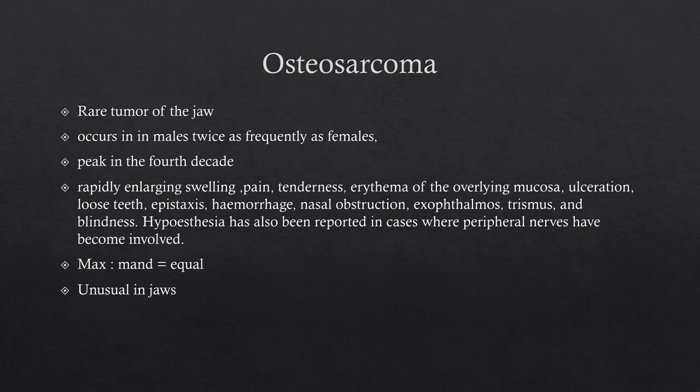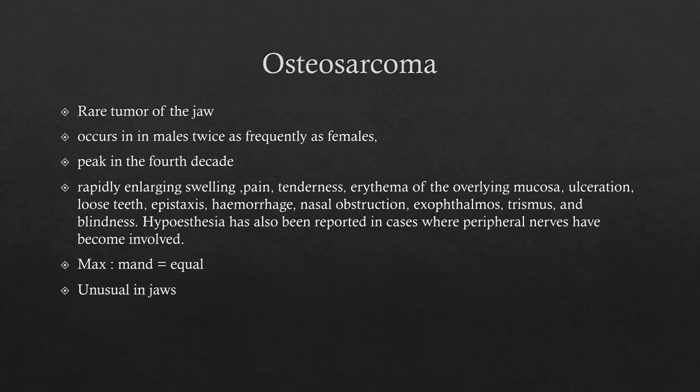It is a rapidly enlarging swelling with pain, tenderness, erythema of the overlying mucosa, ulceration, and loose teeth can be seen. Nose bleeding, hemorrhage, nasal obstruction, exophthalmos, that is the eyes being popped out, trismus and blindness can be the symptoms seen if the osteosarcoma is in the head and neck region. Hypoesthesia has been reported in cases where peripheral nerves have become involved, that is, the sensation has been reduced.